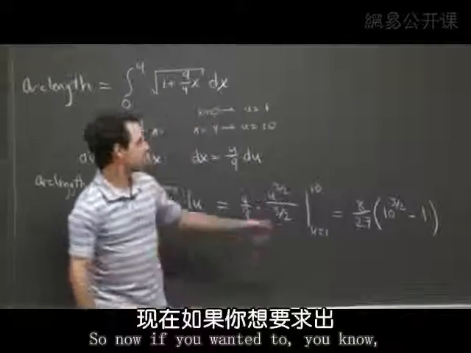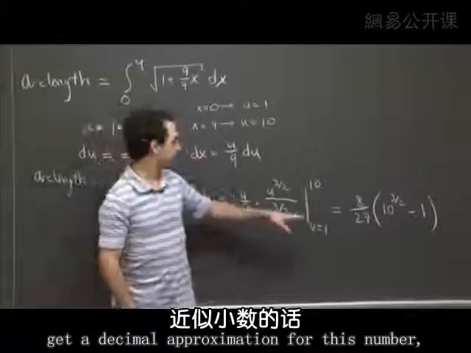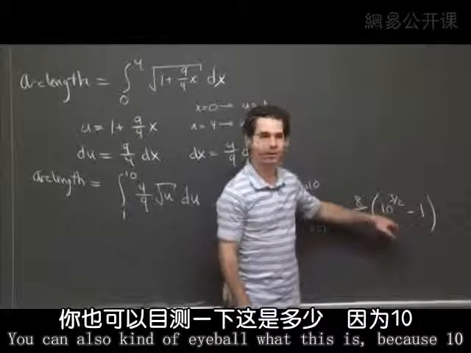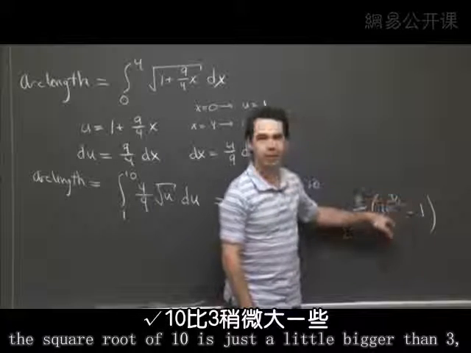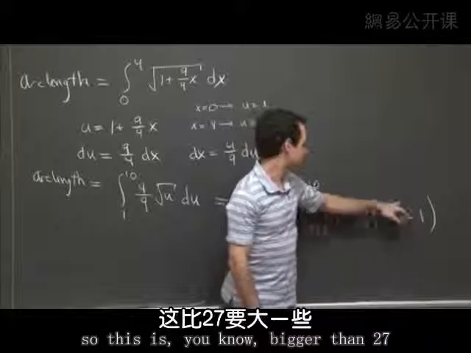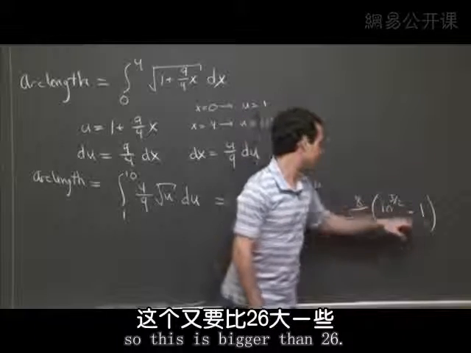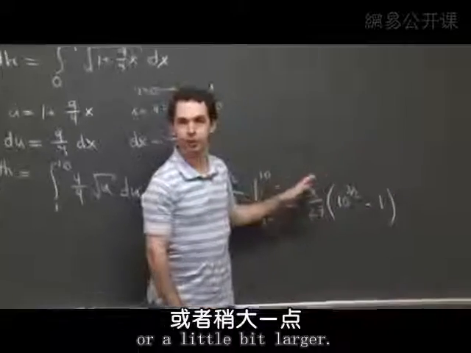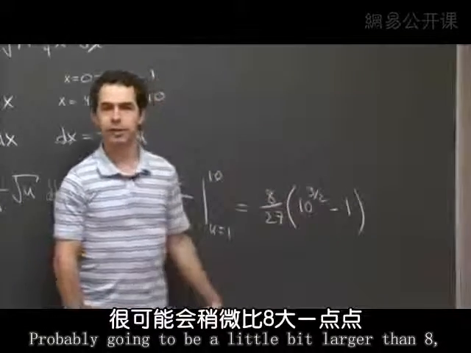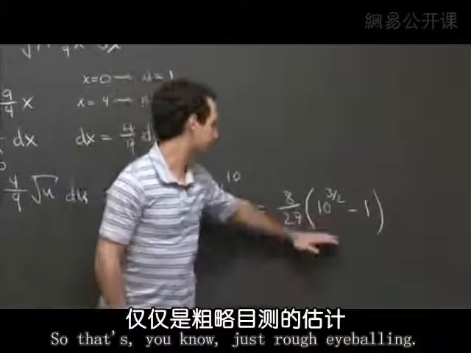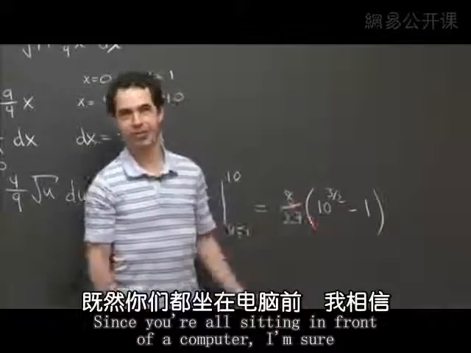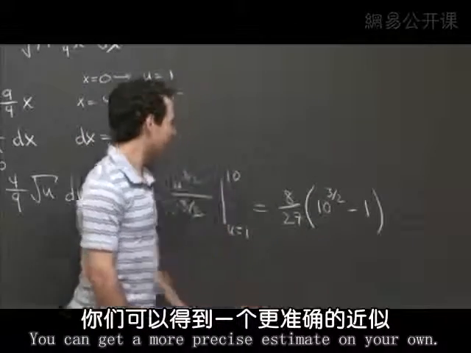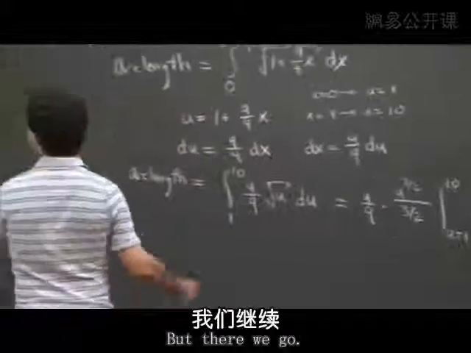Now if you wanted to get a decimal approximation for this number, you could put this into a calculator. You can also kind of eyeball what this is, because the square root of 10 is just a little bigger than 3, so 10 to the 3/2 is bigger than 27 and this is bigger than 26. So this whole thing is probably about 8 or a little bit larger. That's just rough eyeballing. Since you're all sitting in front of a computer, I'm sure you can get a more precise estimate on your own. But there we go.